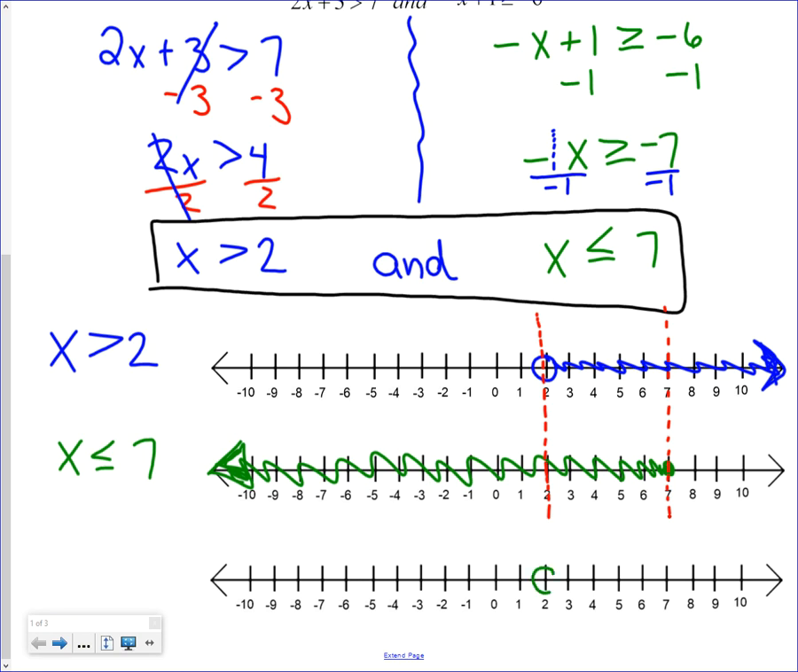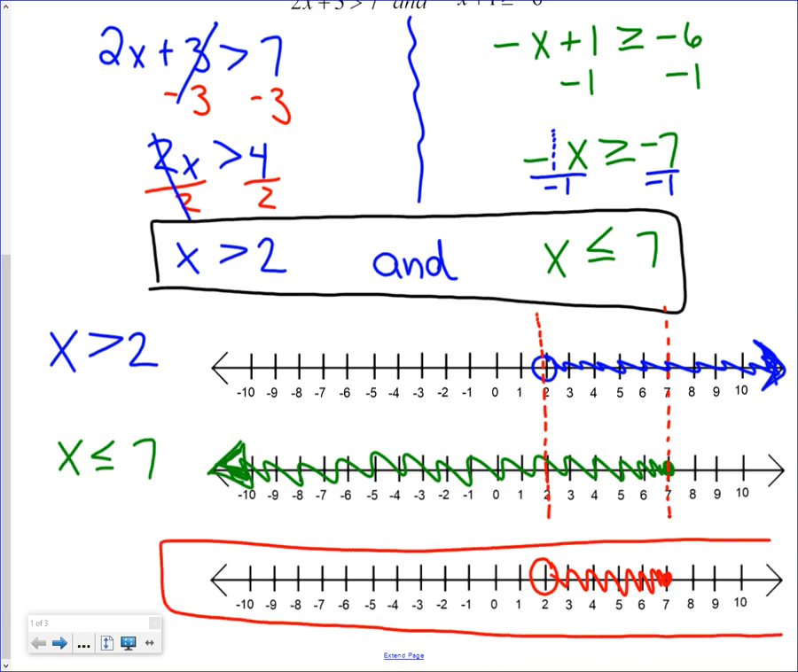Okay? So my solution set to this compound inequality would be this graph. An open circle at 2, let me do it in a different color. Let's do it in red. An open circle at 2 and a closed circle at 7. This is the solution to that compound inequality. These are the points that make both statements true at the same time. So this is your final graph. This is your final solution.